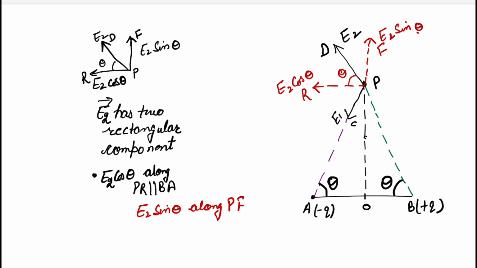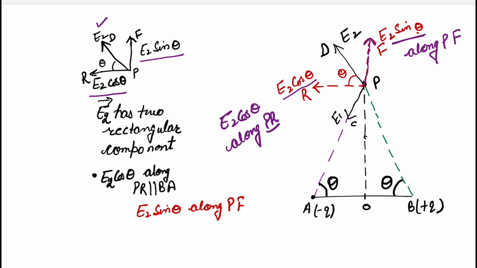To solve the complexity of the figure, we resolve the components of E2 first. E2 has two components. The first component is E2 sin theta, and the other one is E2 cos theta. The E2 sin theta is along PF, which is the straight extension on the equatorial line, and E2 cos theta, the other component, is along PR, such that PR is parallel to the dipole axis. PR is parallel to the BA, right?